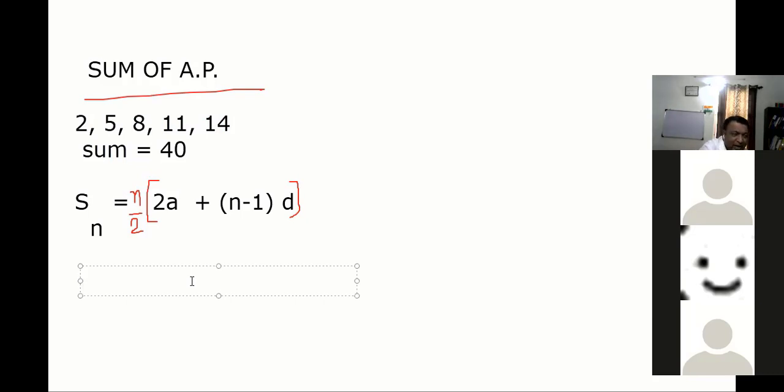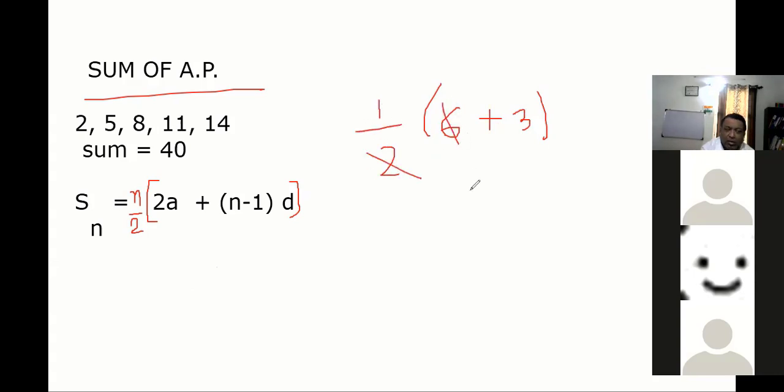So I think I explained this last time. Sir, also n by 2 bracket 2a, so won't the 2 be cancelled? Maths doesn't work like this. 2a plus n minus 1 d is inside the bracket. How can you cancel the 2 with this 2? Asta, if I write 6 plus 3 and say divide by 2, can you cancel? No, sir. We have to first add. It's basic maths. You cannot.